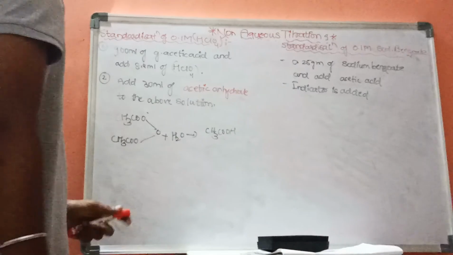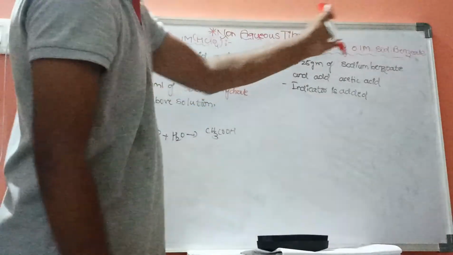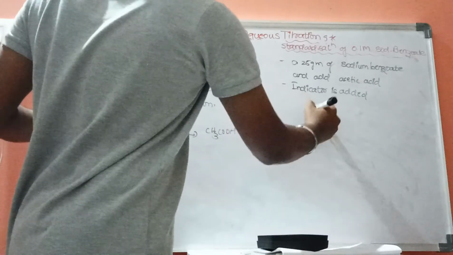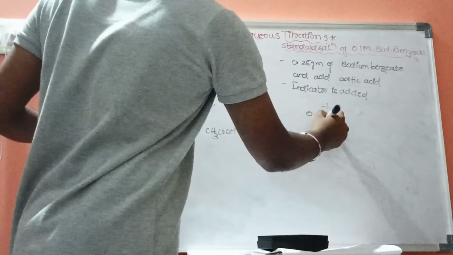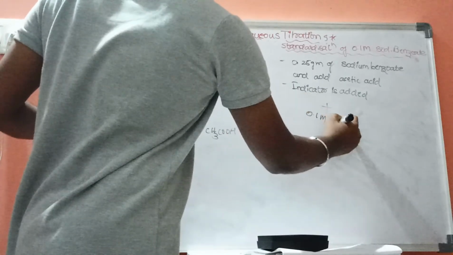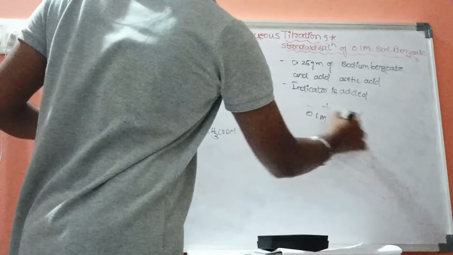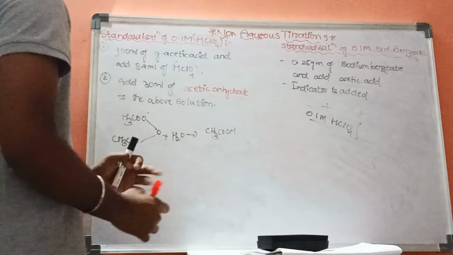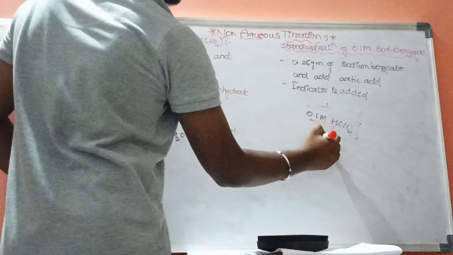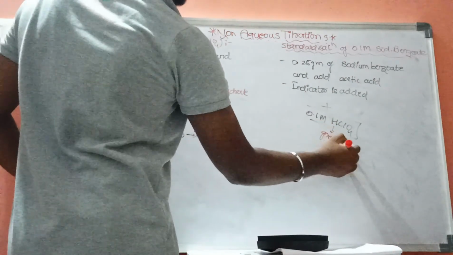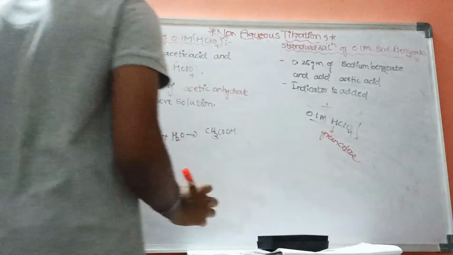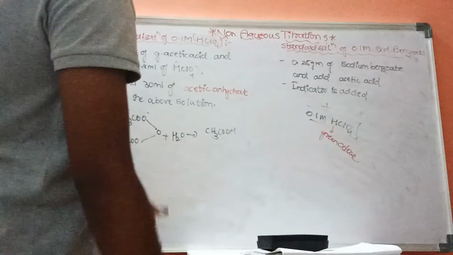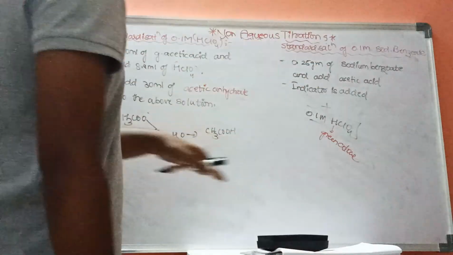After adding this indicator, titrate this total solution with this 0.1 molar standard perchloric acid which is prepared by us, and the endpoint will be converted into green color. After converting into green color, the endpoint can be detected. This is the non-aqueous titration.